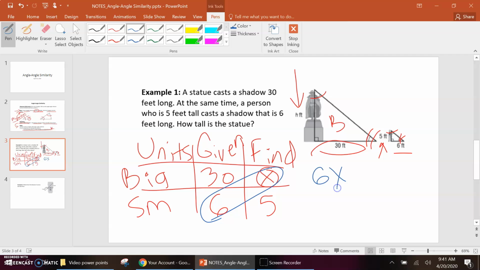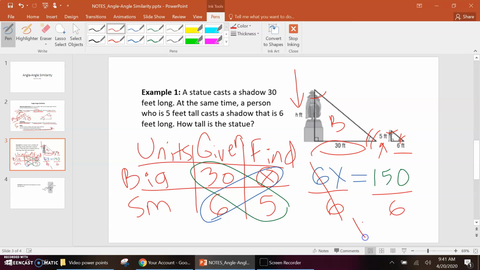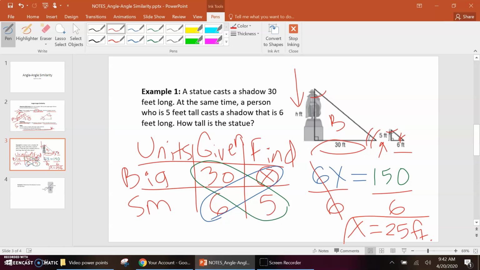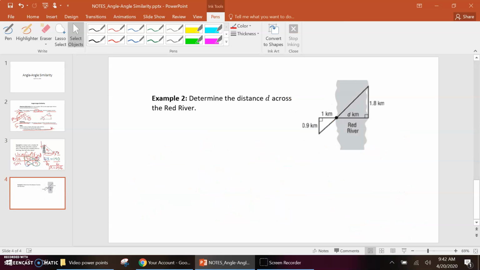6 times x is 6x, and that is going to equal the answer to 30 times 5, which is 150. And now if I'm solving for x, which is the height of the statue, since 6 and x are multiplying, the only thing I can do is divide both sides by my coefficient 6. My 6's cancel, and now I'm going to get my 25 feet tall. So there would be my height of my statue. Okay, let's look at the next example.